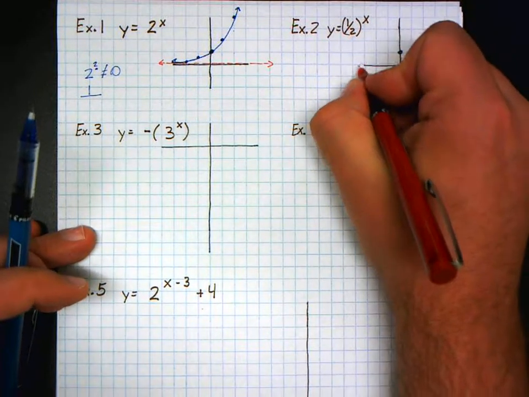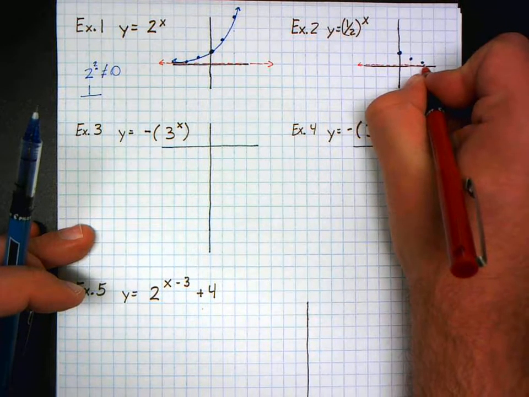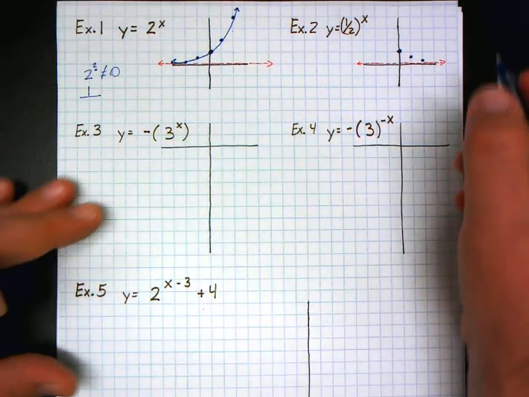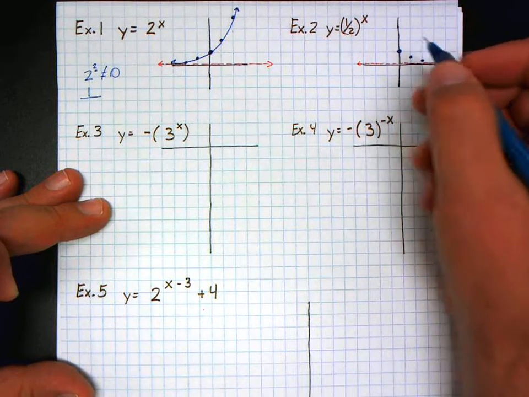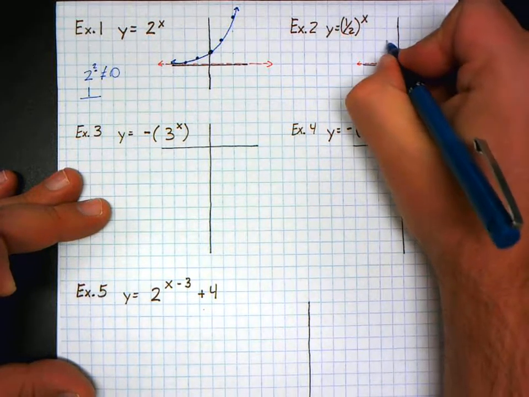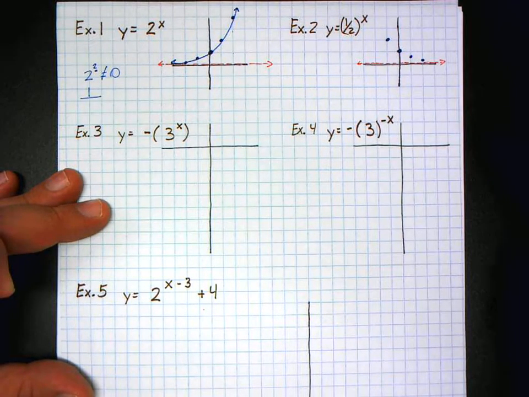Now, whenever I do the negative power with 1/2, it flips it over. So 1/2 to the negative 1 is going to be what? 2. Because if I take 1/2 and I flip it over, I'll get 2. So if I take 1/2 to the negative 2 power, I would flip it over and then square it. So what would I get? 4.